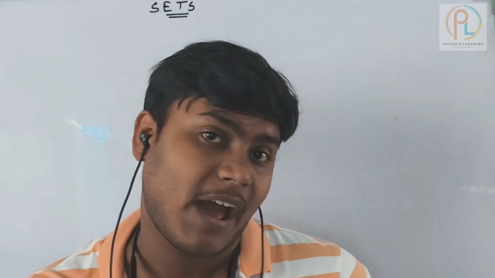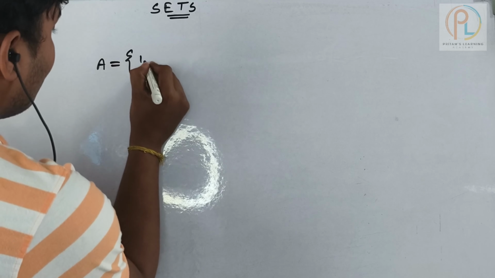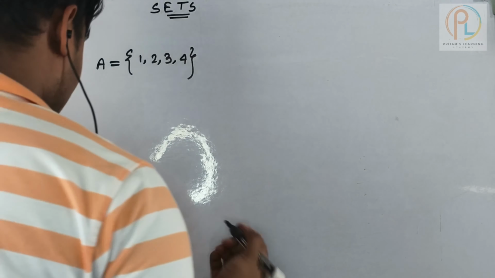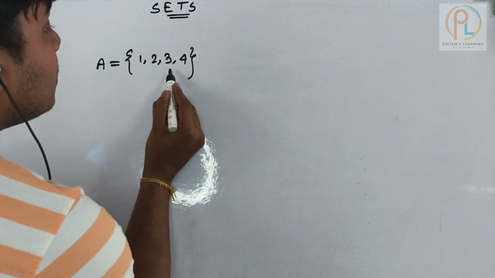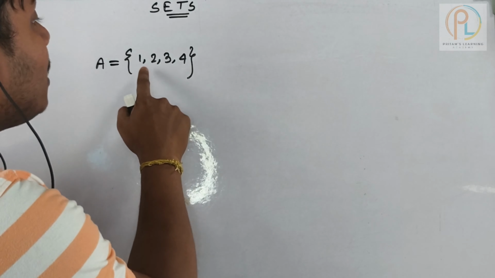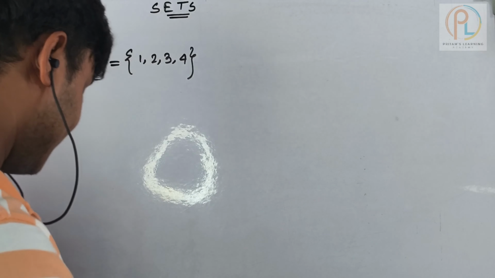A set is a well-defined collection of objects. The objects in the set are called members or elements of the set. For example, let us say we have a set of natural numbers less than 5. This can be written as A = {1, 2, 3, 4}. Here the numbers 1, 2, 3 and 4 are called the elements or members of the set.